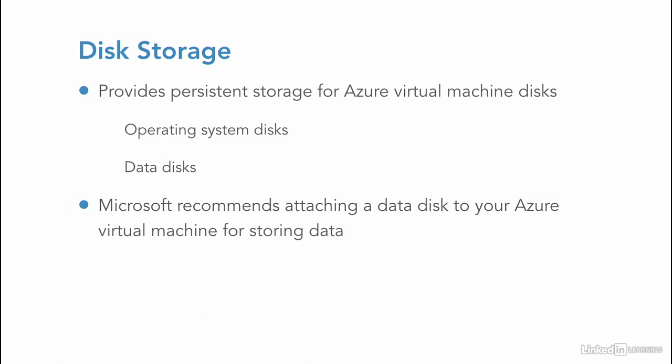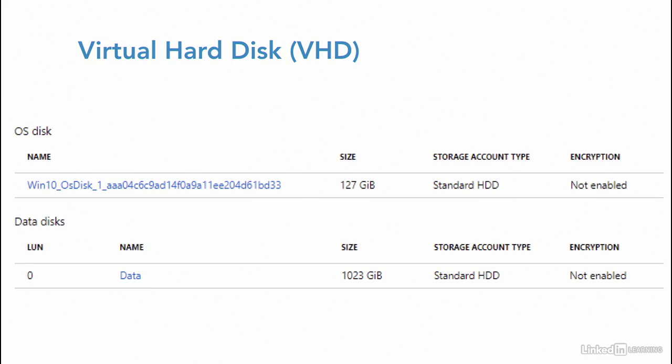When you create an Azure virtual machine, you will have 2 disks, the operating system disk and a temporary disk. Never, ever save anything to that temp disk, as it will be deleted. You must attach a data disk to your Azure virtual machine in order to save your data. Here's a screenshot from an Azure virtual machine. As you can see, we have our OS disk, and it has a name. And you can see we have a data disk that's been called data. OS disks are created when you create the virtual machine. Creating a data disk is optional.